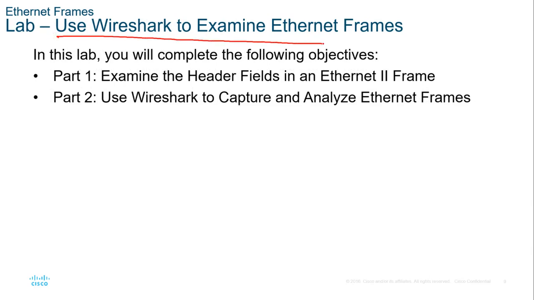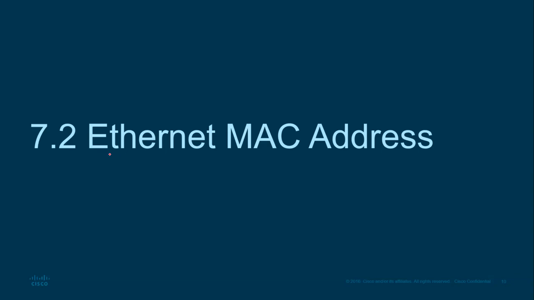So here, use Wireshark to examine Ethernet frames. Part 1: examine the header fields in Ethernet II, and then capture and analyze Ethernet frames.